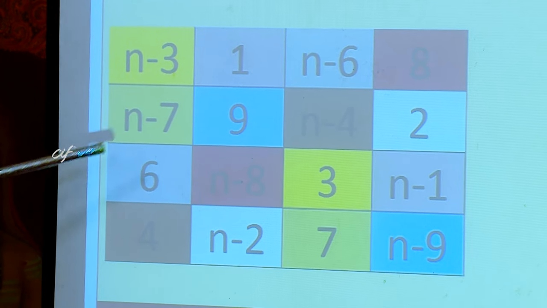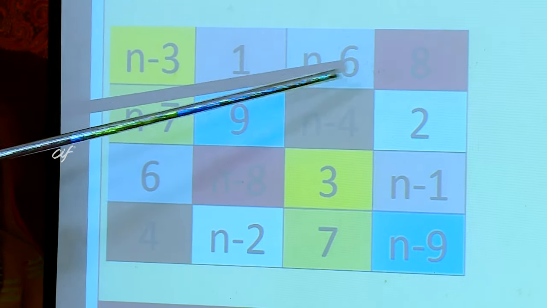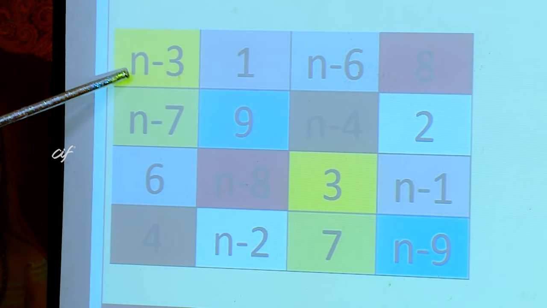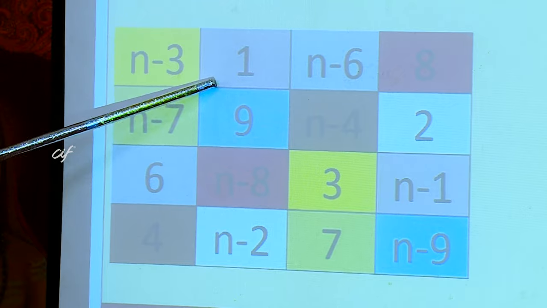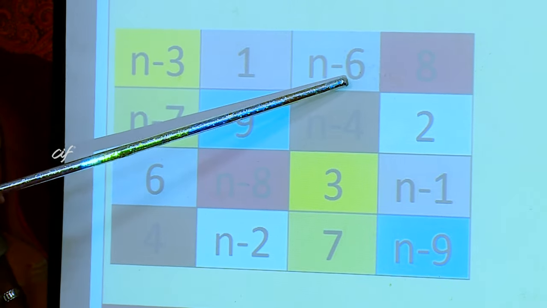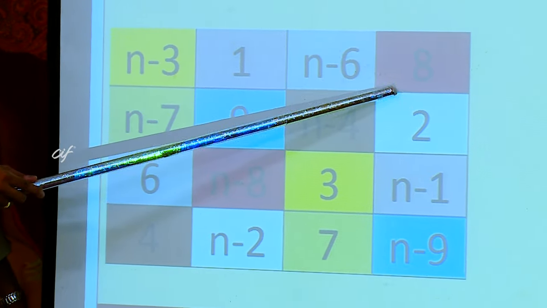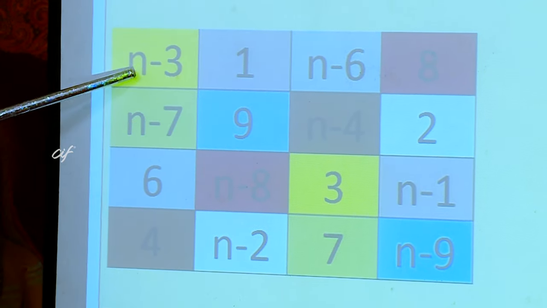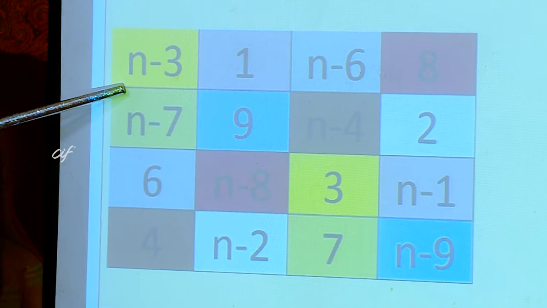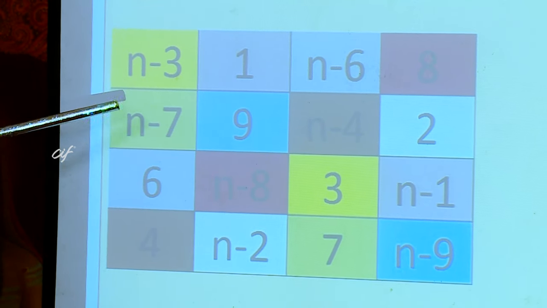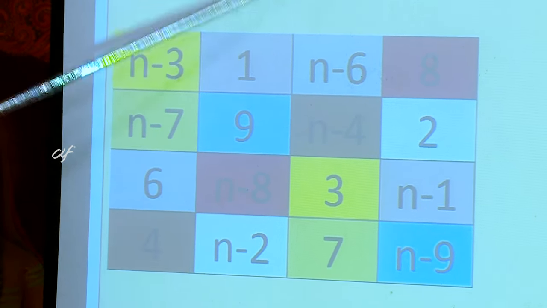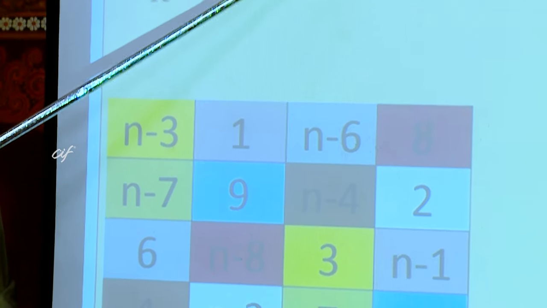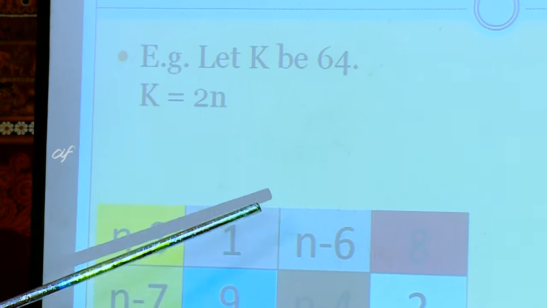And see the total of every row. If you add all the numbers in the total, let us take the variables only: n minus 3 plus 1, plus n minus 6 plus 8. So 8 plus 1 is 9, minus 6 and minus 3 is minus 9. So 9 minus 9, 0. n plus n, 2n, which is 16. Right? We can say this is the algebra behind that.